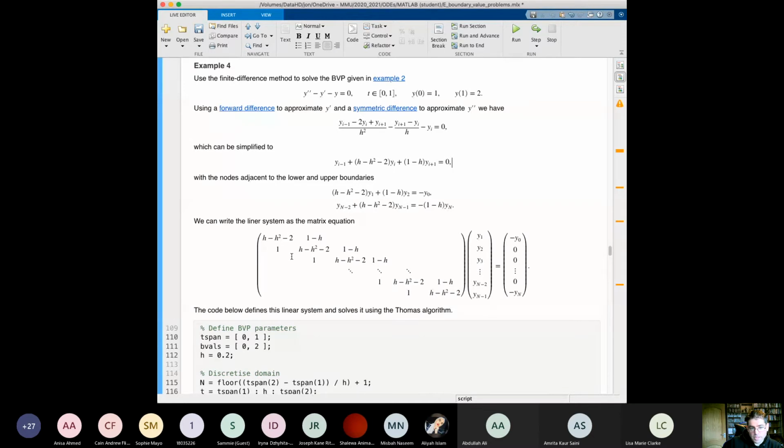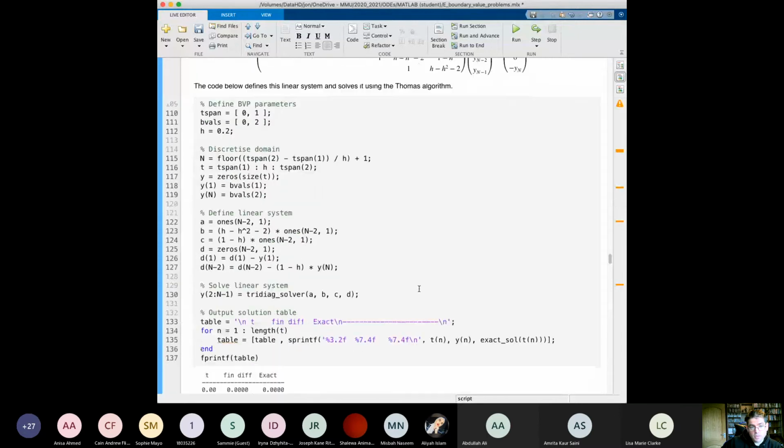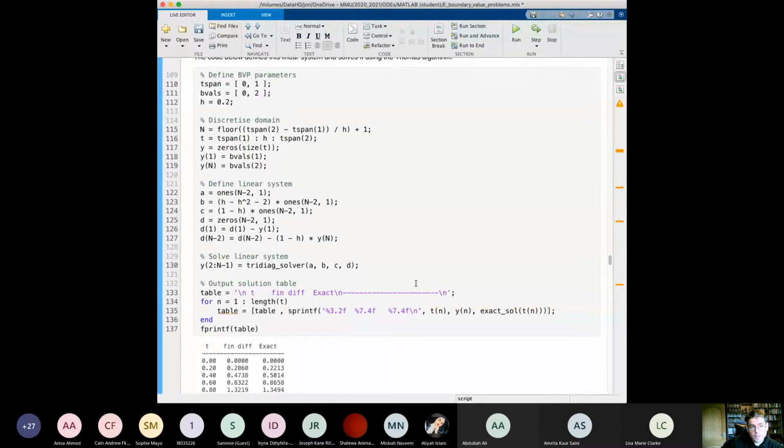Okay, so again it's tridiagonal, dependent upon h, so that's our step length, remember. So whatever h is, we'll have different values for our tridiagonal matrix. Okay, so if we use the Thomas algorithm to solve for that, I define my t-span, I define my boundary values, and again I'm using the same step length of 0.2 as we used with the shooting method.